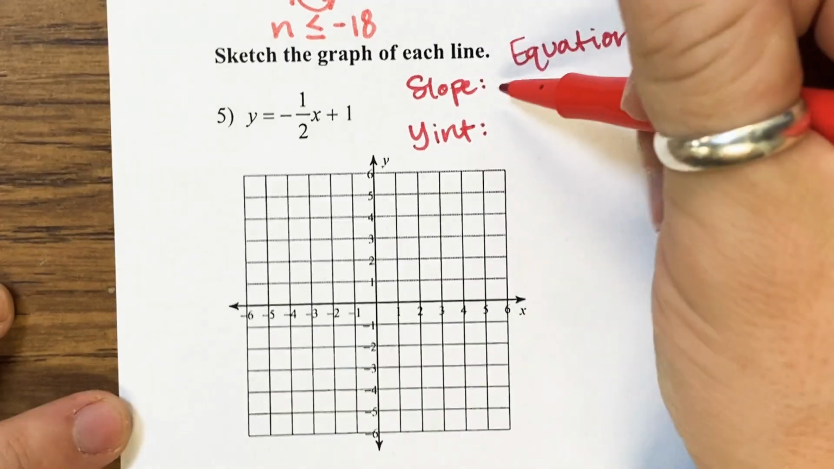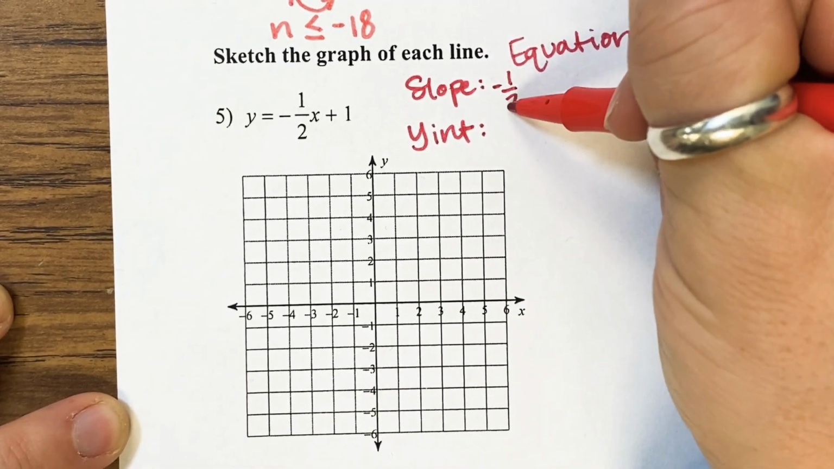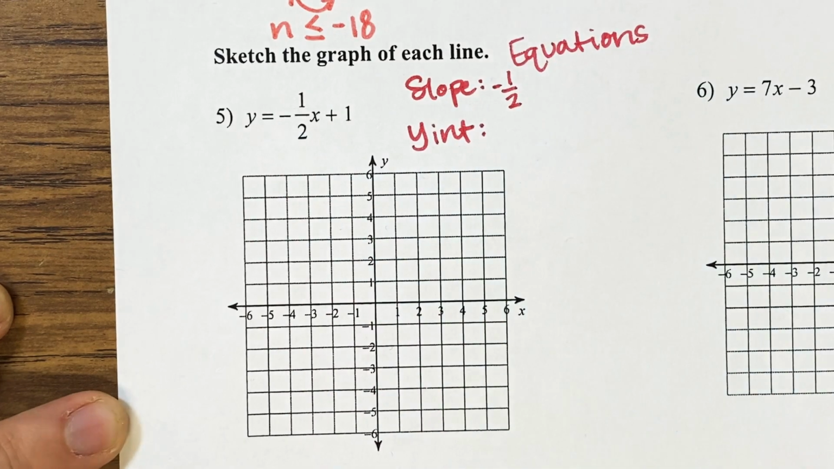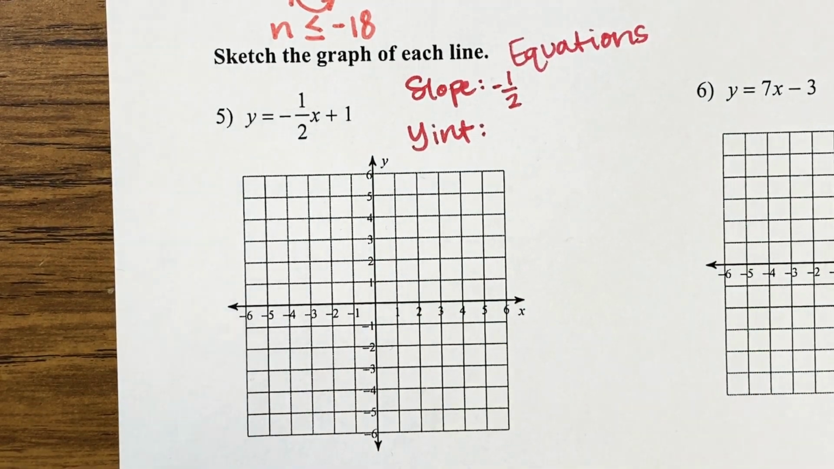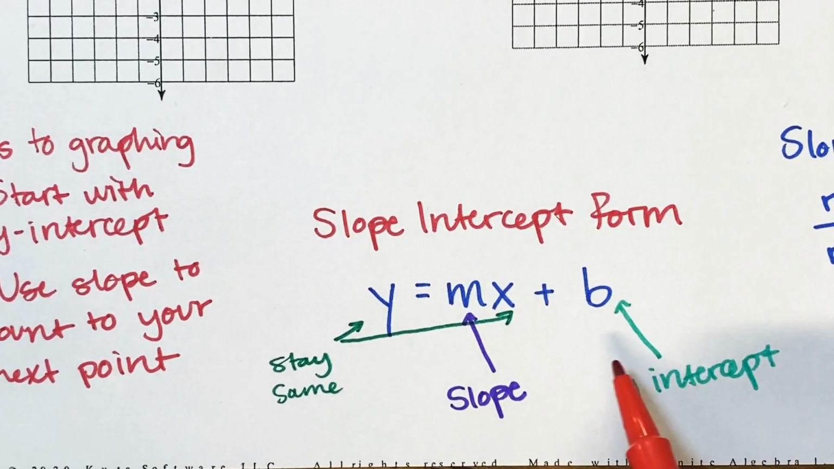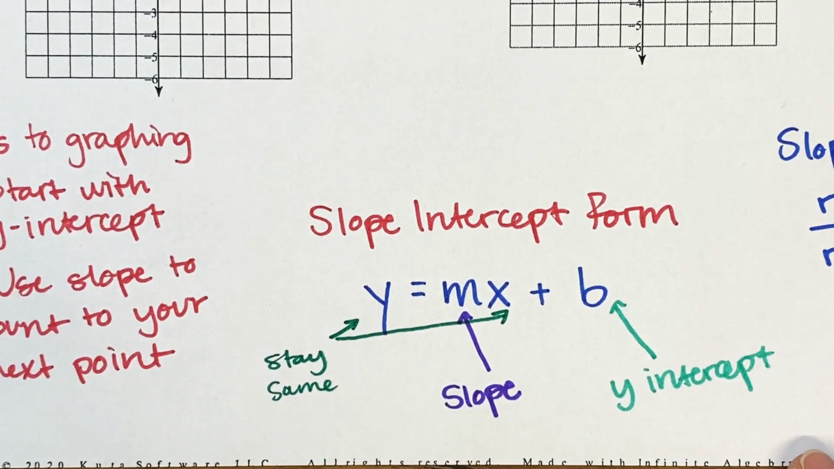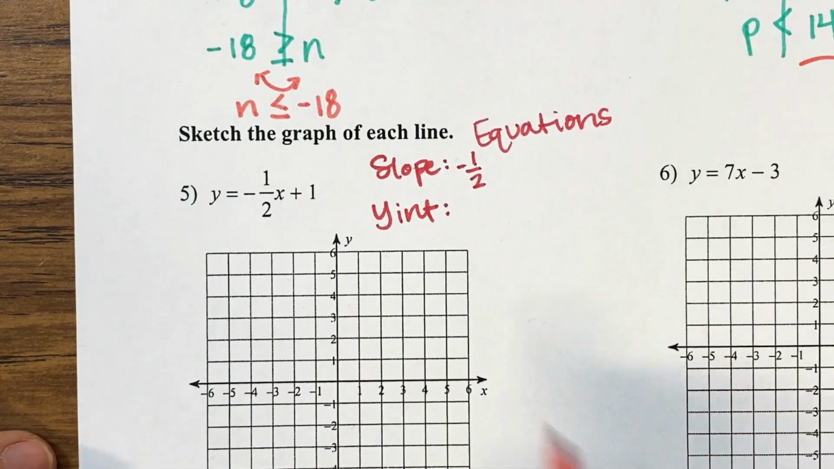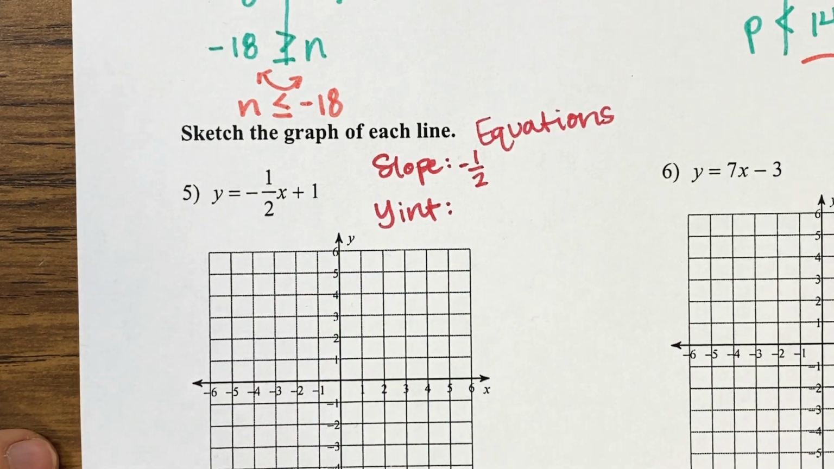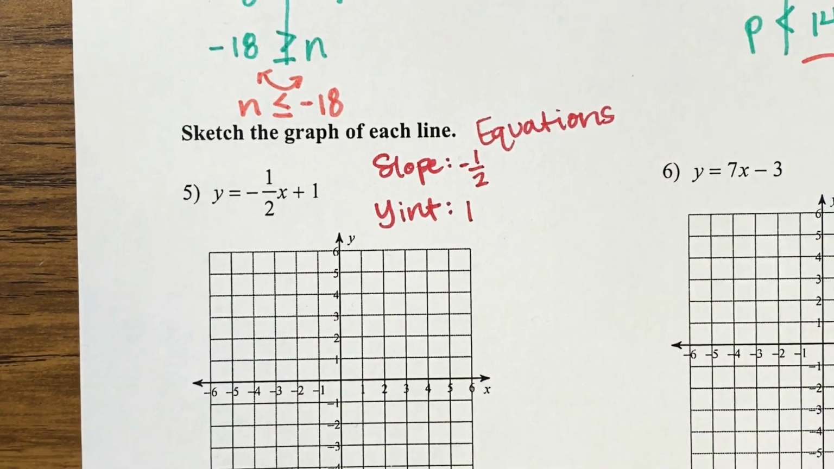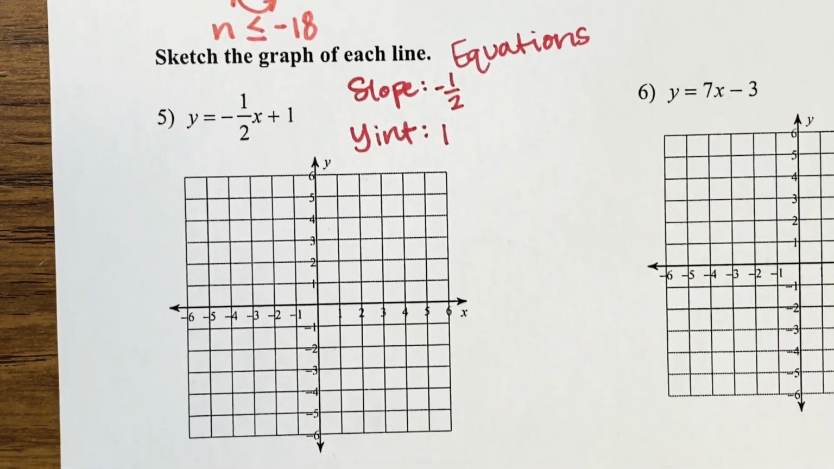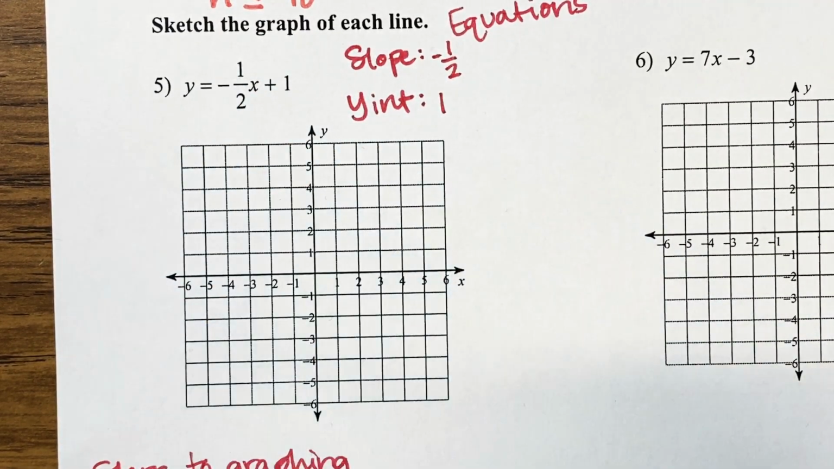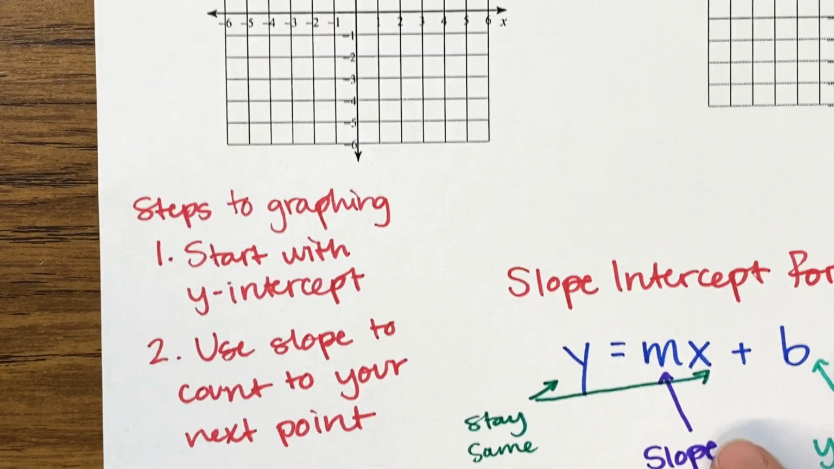Our slope is -1/2. You must include that sign. Now the y-intercept is always the number that's hanging off the end of the equation. What number is right at the end of the equation? It's going to be a +1. Now that we know both of those things, which our equation just simply told us, we can look at our steps.